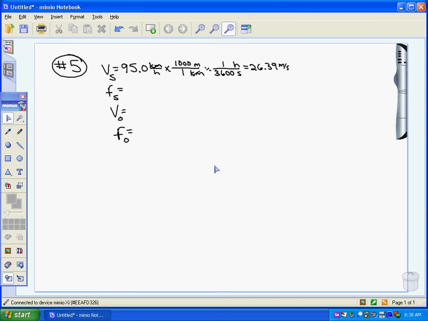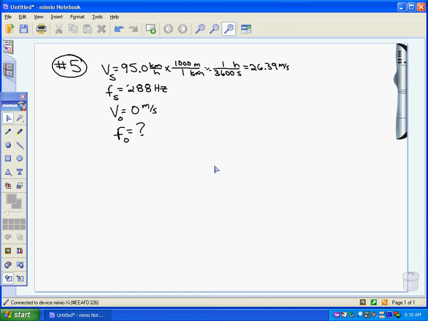So this train blows its horn, and the frequency of the horn is 288 hertz. And the observer is standing at the crossing, so they have a velocity of 0 meters per second. And we want to know what is the frequency heard by the observer.